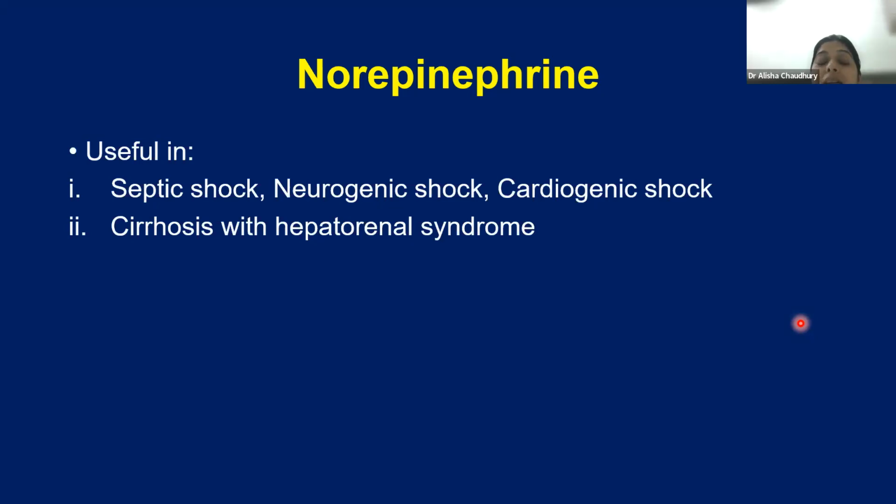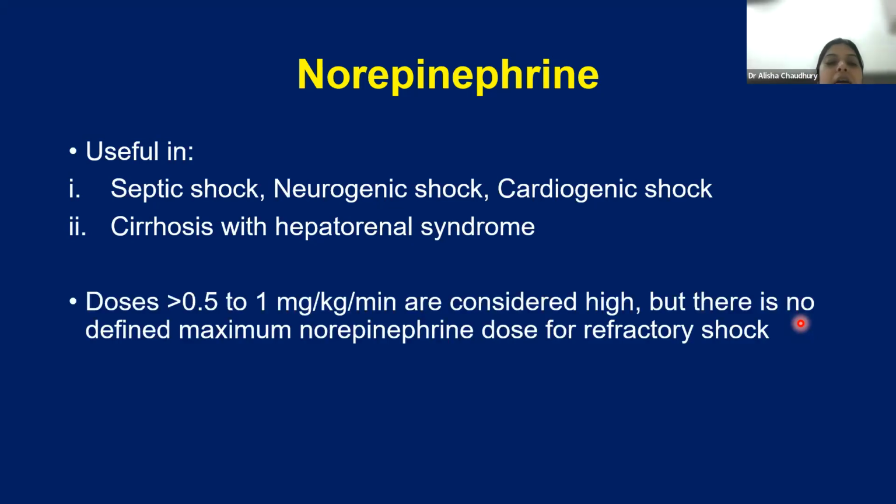The second indication I've written is cirrhosis with hepatorenal syndrome. Why did I mention this over here? As we already read, alpha 1 in the blood vessels causes vasoconstriction. In a cirrhosis patient, there is already splanchnic vasodilatation. So this will help in cirrhosis cases by causing splanchnic vasoconstriction and improving the blood supply to the kidney. So you can use your NORAD in this condition.